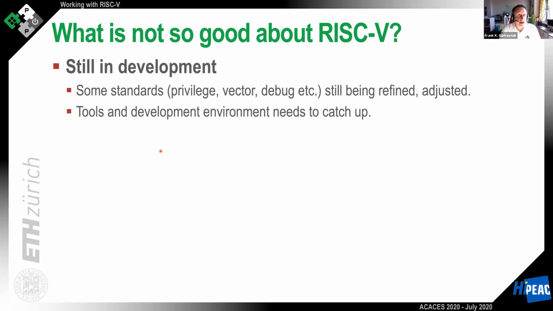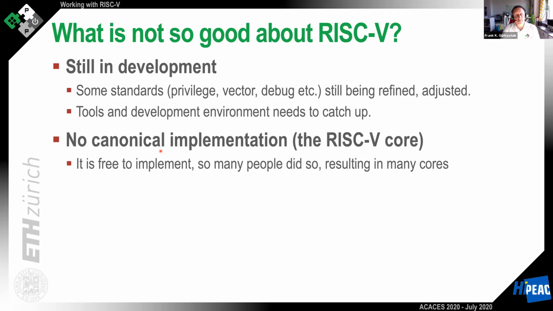While we are being fair, we should also say what is not so good about RISC-V. Well, there are a few things. It's still in development. Some standards, vector and privilege, are still being refined, and refined means that there are still some tiny changes happening and they are adjusted. The tools and development environment need to catch up. It's also difficult to catch up when some things are still changing. There is no canonical implementation. There is not the RISC-V core.